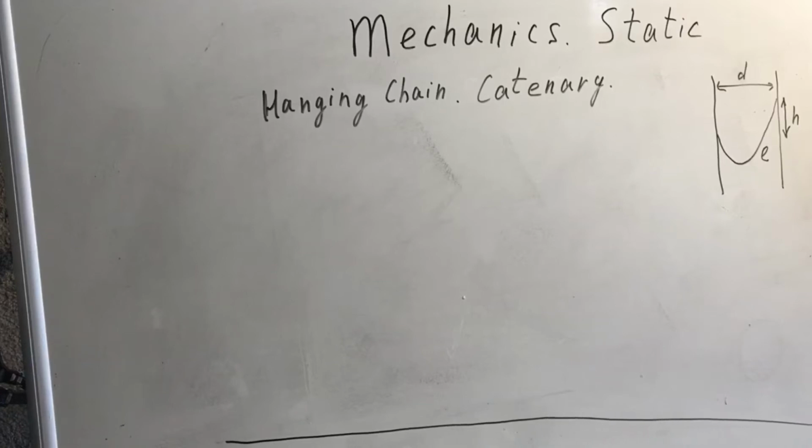Mechanics, statics. A problem about a hanging chain, which is called a catenary. A chain with a uniform mass density per unit length hangs between two given points on two walls. Find the general shape of the chain. Aside from an arbitrary additive constant, the function describing the shape should contain one unknown constant.